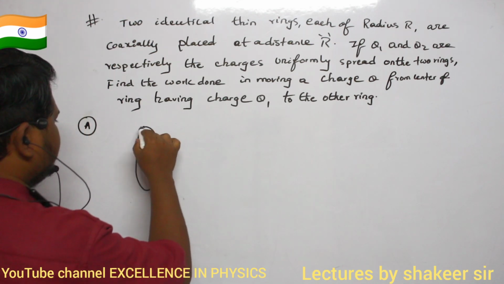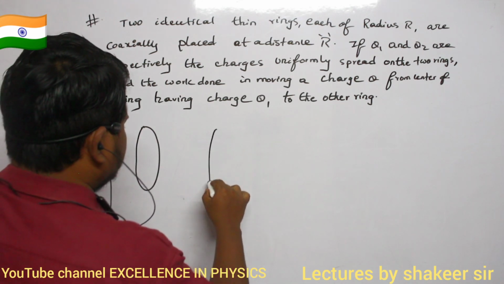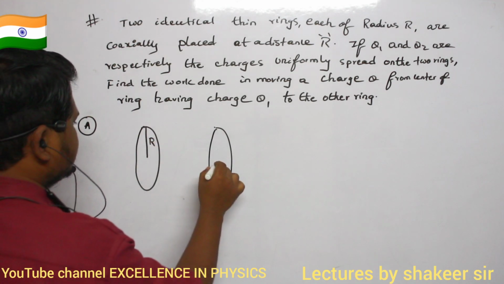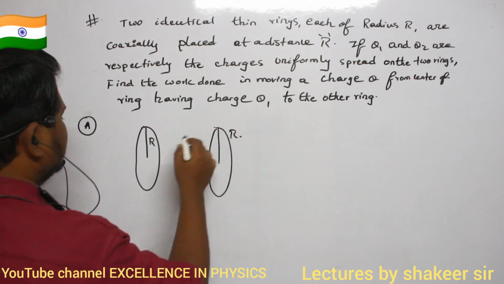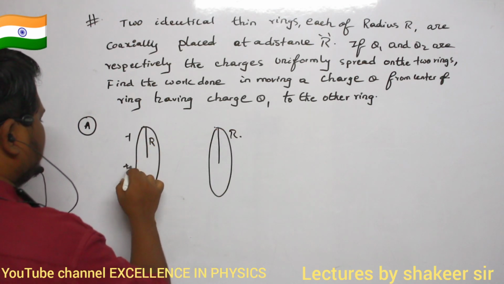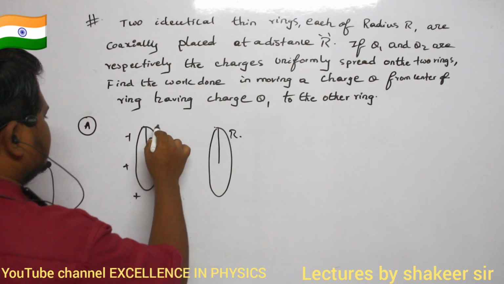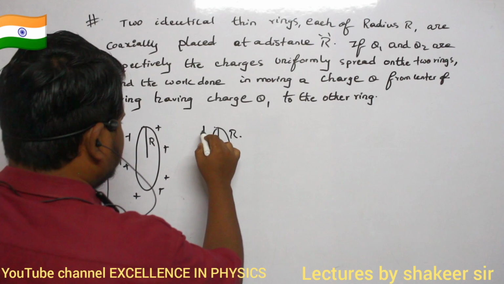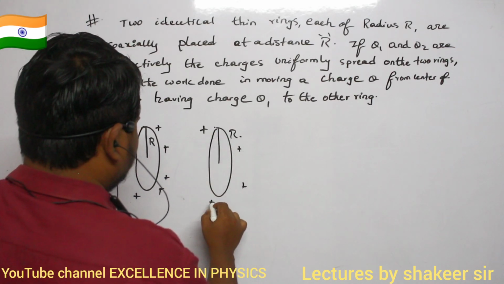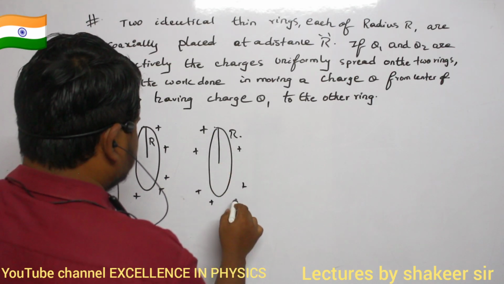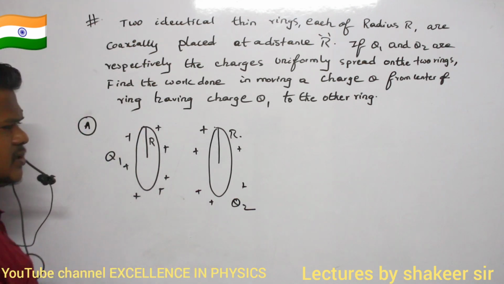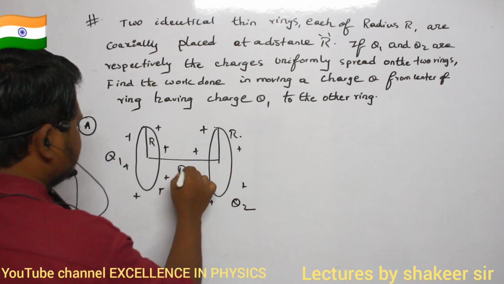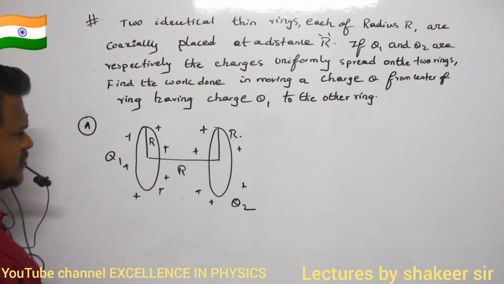So this is one ring. This is another ring. Clear? So its radius is r. Its radius is also r. And on this one, how much charge is present? So let us suppose q1 amount of charge is present. So on this one, q2 amount of charge is present. And this distance is also equal to r only. This distance is also r.